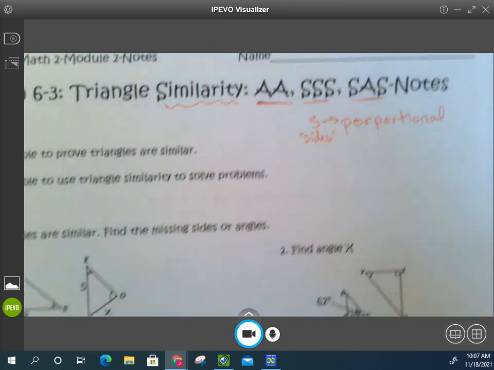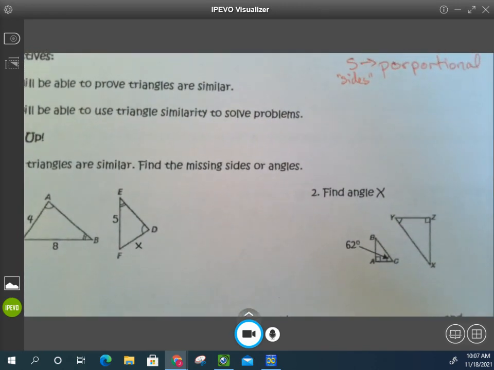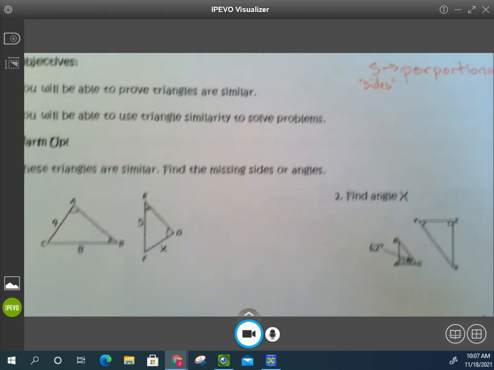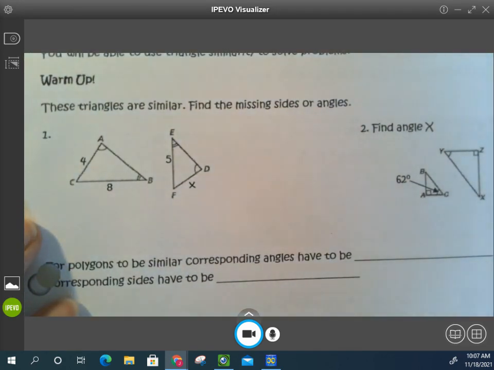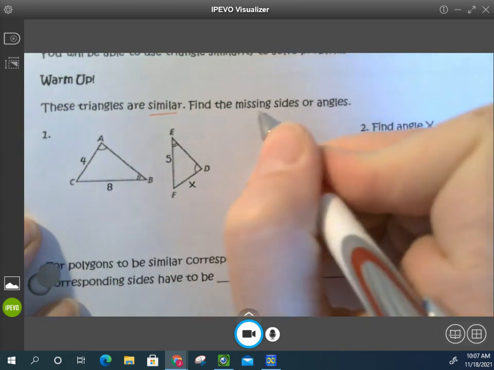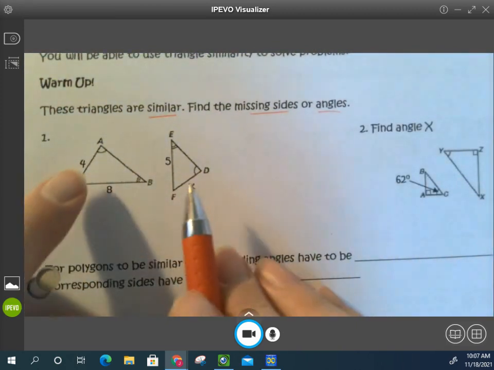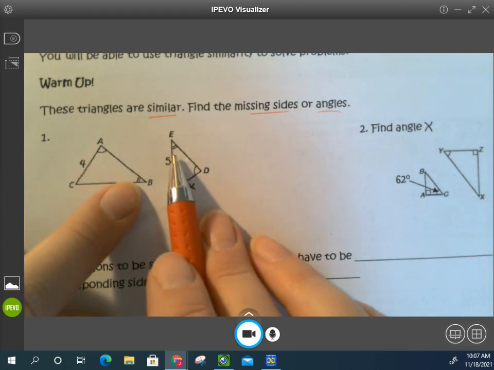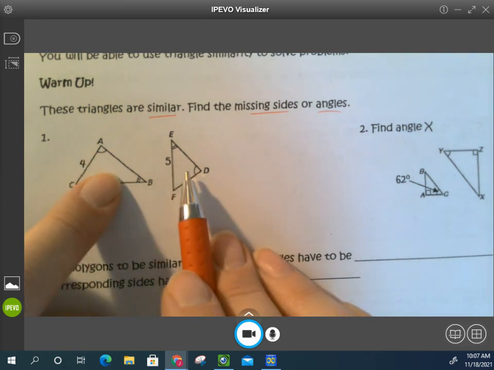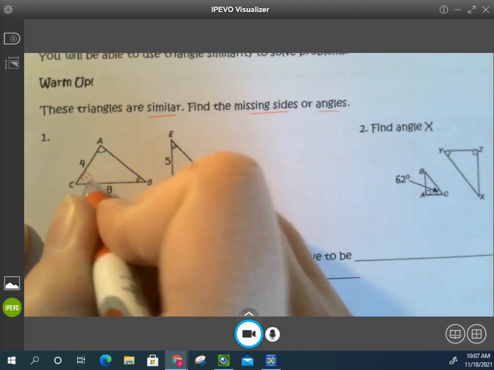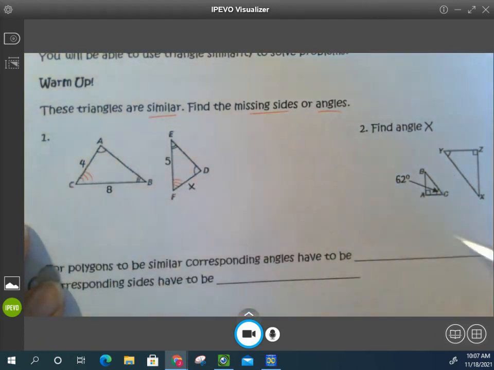Now we're going to start off with two warm-ups. So go ahead and take a look at number 1 and number 2. This is old news. They're telling us their triangles are similar, and they want us to find the missing side or angle. First let's match this up. We have the same angles, and there's two rules: the angles have to be the same. So if these two are the same, then the third angle must be the same, left over from 180.